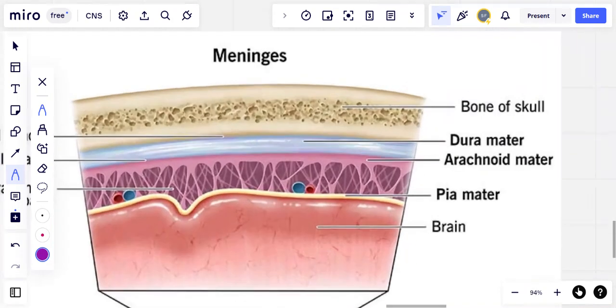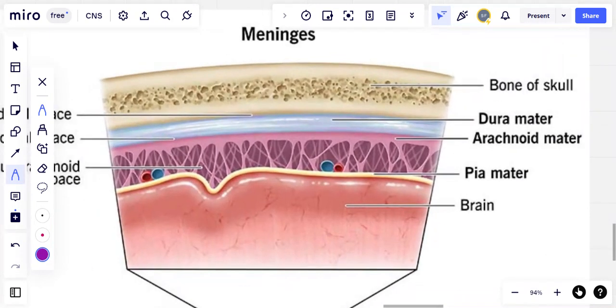One thing here that you need to know is that there is cerebrospinal fluid, CSF, between pia mater and arachnoid mater. So between the second and third layer, you have cerebrospinal fluid. I've already told you that cerebrospinal fluid fills the ventricles of the brain and it also fills the spaces between the pia mater and the arachnoid mater. So pia mater and arachnoid mater, you can call them second and third layers of brain. So there is CSF between them as well.